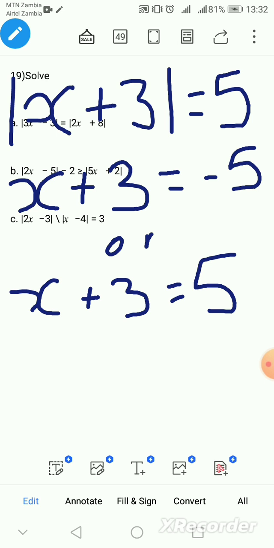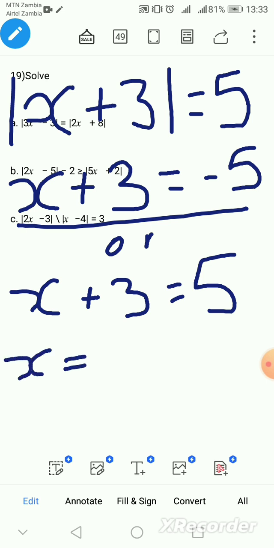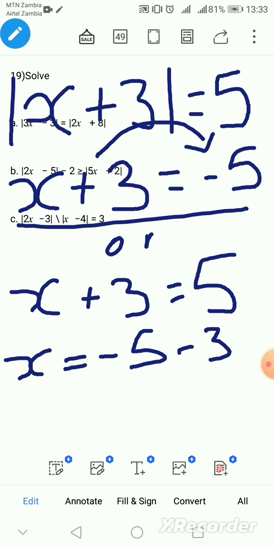In such a scenario, when we have these two equations, all we have to do is solve for x in both cases. When we pick the first case, our x will be -5, and then the +3 goes that side and also becomes negative. So x is -5 minus 3. Therefore, x will be equal to -8.